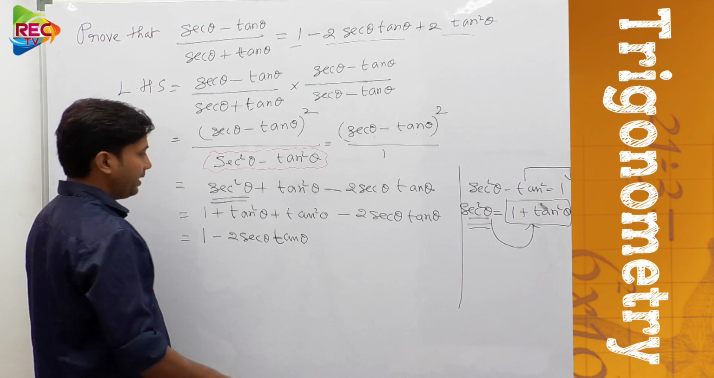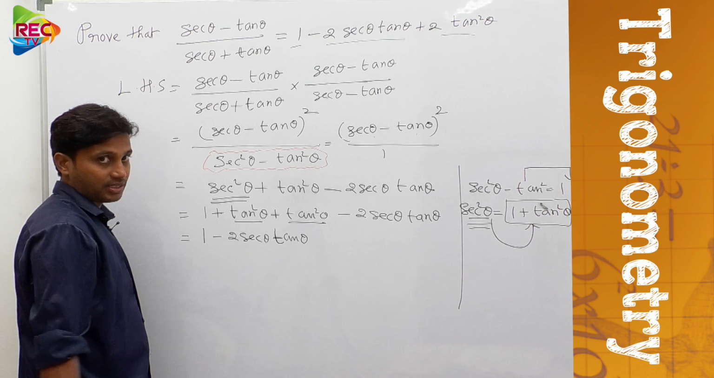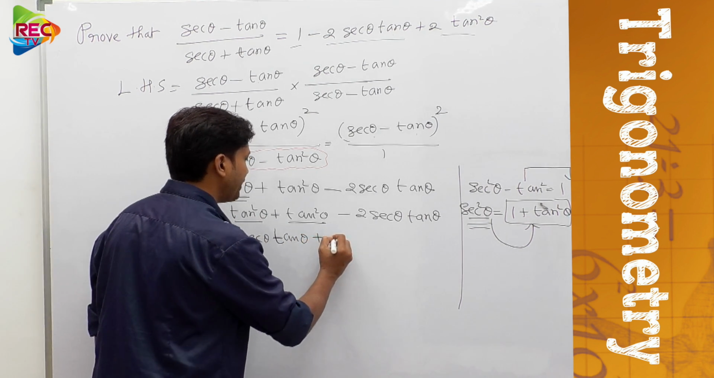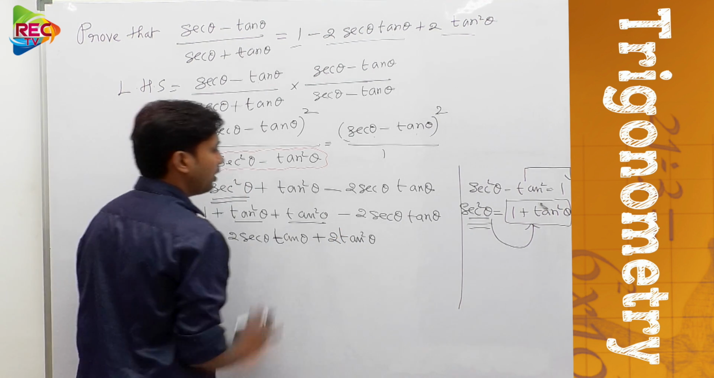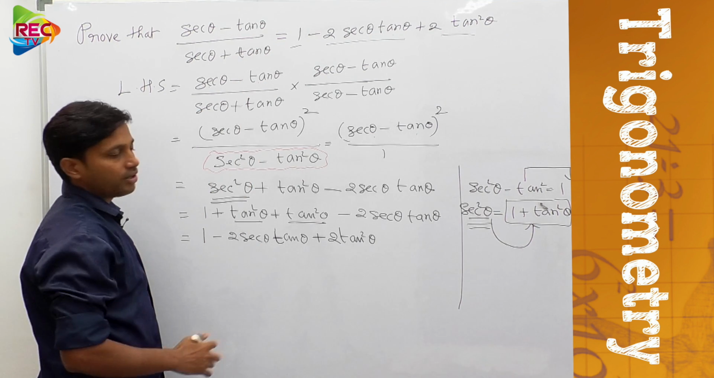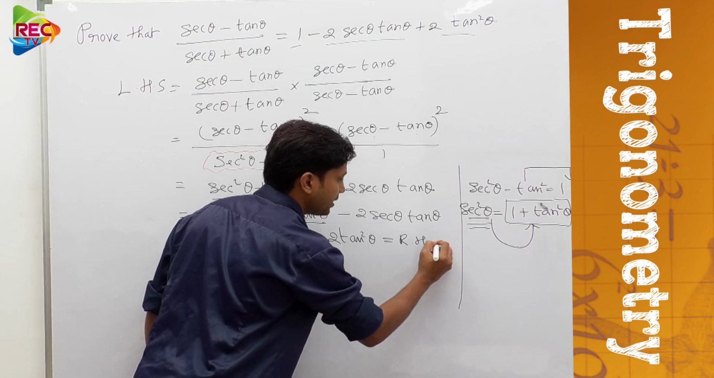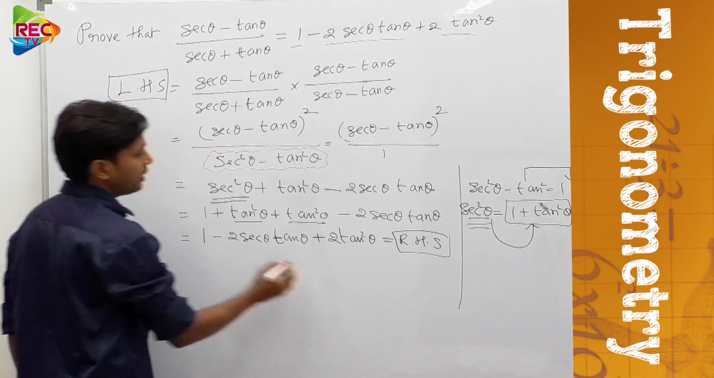Okay, now tell me here tan square theta plus tan square theta, both the signs are plus, so we can add them together or not? Yes, on adding them what do we get? 2 times tan square theta. Now tell me, did we obtain our required answer or not? Exactly. So now we obtained our required answer, which is given in the RHS. So we took the LHS part and we got the RHS.